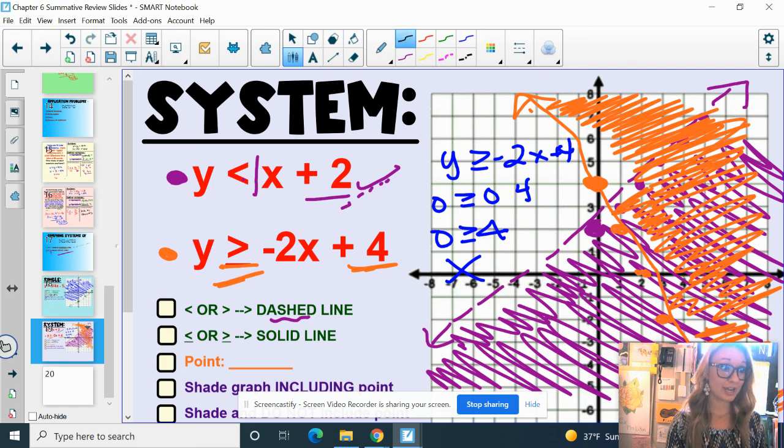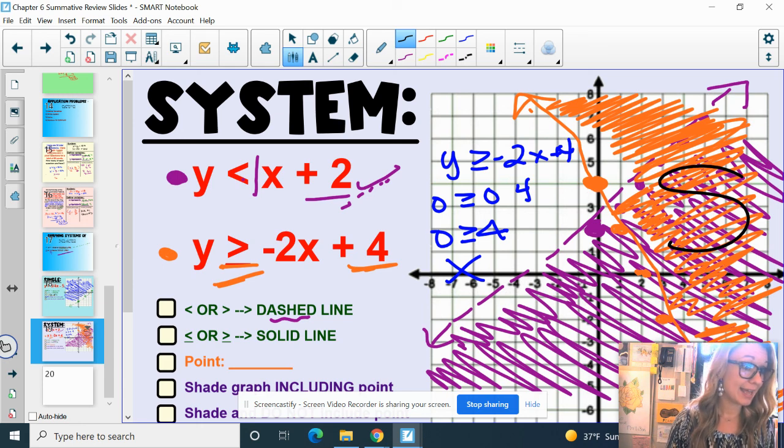Your solution region is wherever you see the two colors overlapping. Guess what? Right here, I see a mess of orange and purple. So you're going to put a big S for super great, super snake, and that's your solution region.